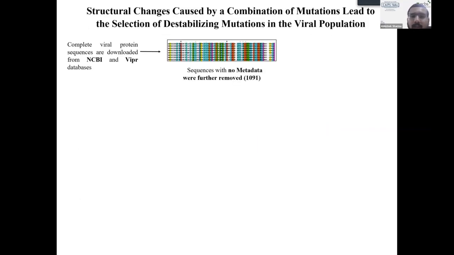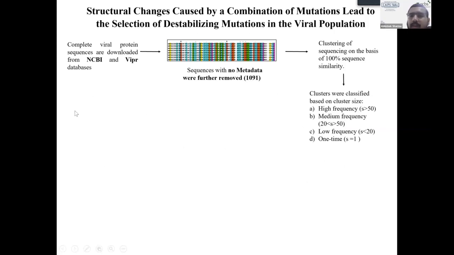So for this, we revisited our alignment. Instead of taking the whole database which we had created, we removed all the sequences which had no metadata, meaning the sequences which did not have a source identified as a human sample or patient sample. Later, we clustered these sequences on the basis of 100% sequence similarity. On the basis of cluster size, these clusters were termed as high frequency, medium, low, or quantile. The combinations of mutations from these clusters were extracted, and we reran FoldX.